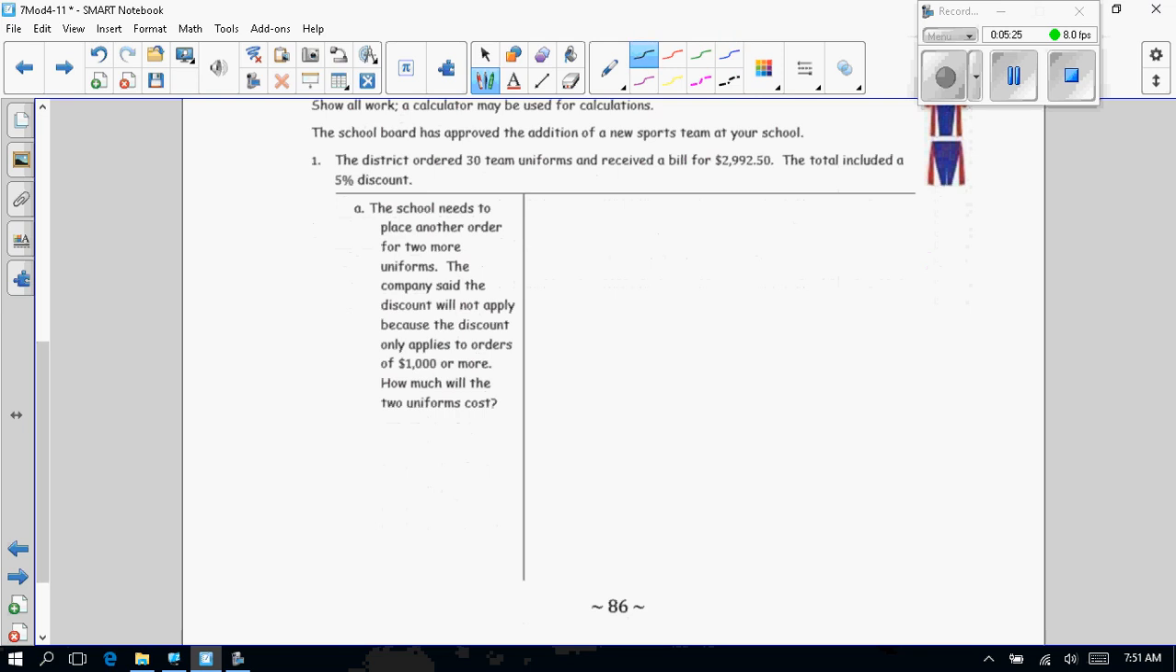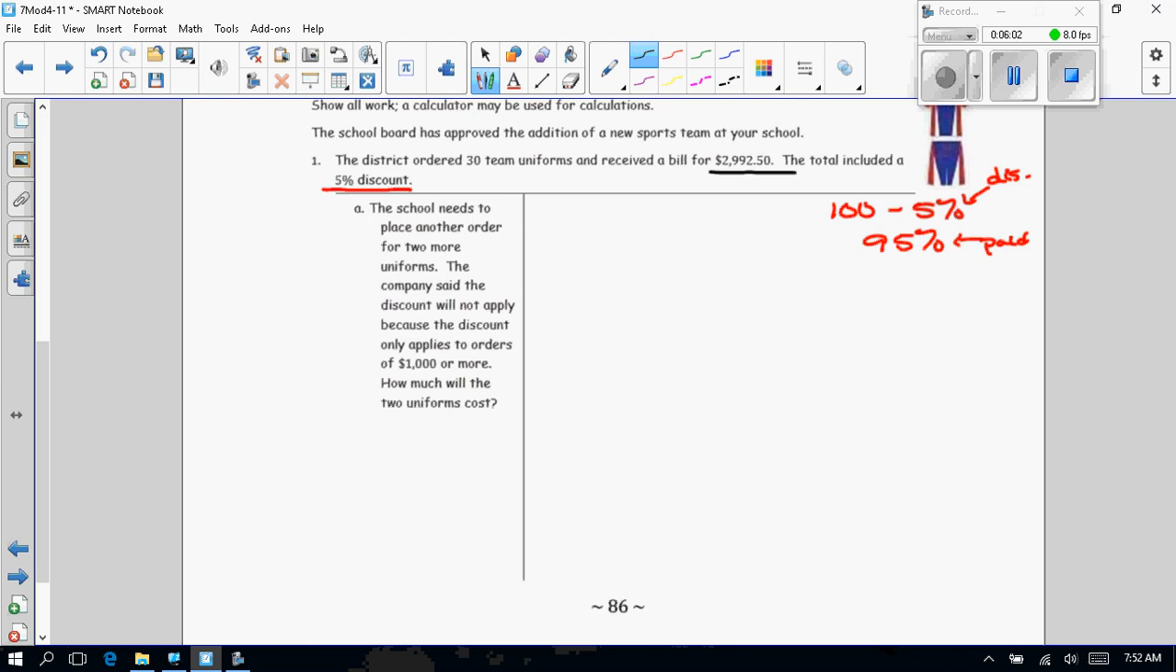Okay, so what we have is our total. We know what the total is. What we don't know is how much 1 uniform costs. We also know that we had a 5% discount. So if we have a 5% discount, 100% minus the 5%, that means I paid 95%. Because this is the discount. So since I have 100 minus 5, I have a 95% that I'm actually going to pay.